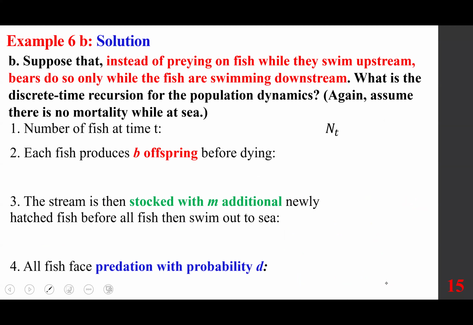Part B, suppose that instead of preying on fish while they swim upstream, bears do so only while the fish are swimming downstream. What is the discrete time recursion for the population? Again, assume there is no mortality while at sea. So we have, as they go up, nothing happens. They get up there, they get multiplied by B because they give us B offspring and they die. Then we add M.